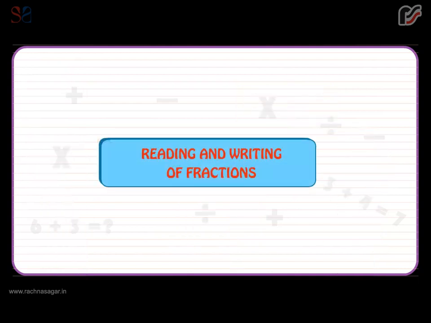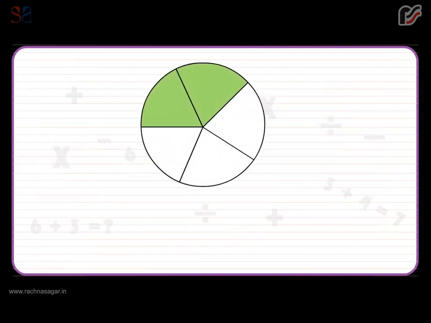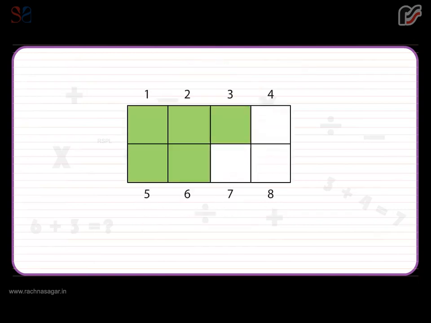Reading and writing of fractions. Look at the given circle. Here, total parts is equal to 5. Shaded parts is equal to 2. So, 2/5 part is shaded. Now, look at the given rectangle. Here, total parts is equal to 8. Shaded parts is equal to 5. So, 5/8 part is shaded.